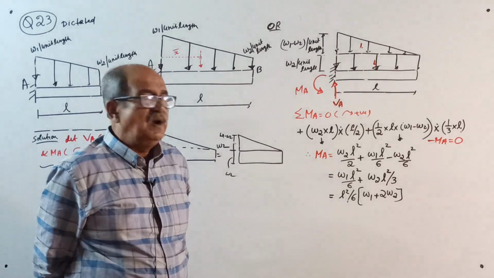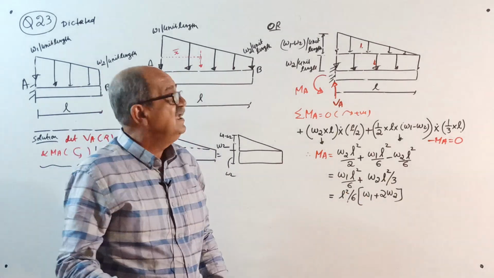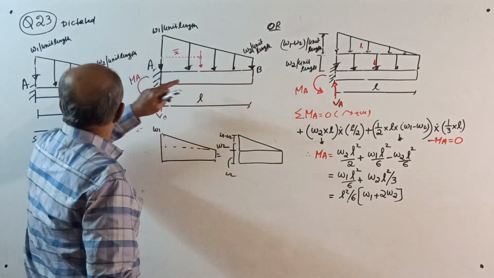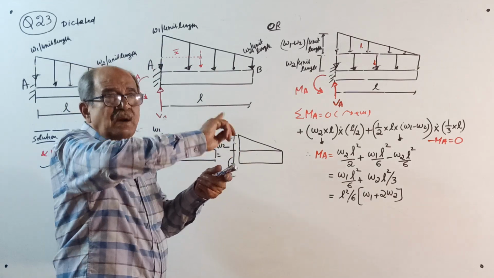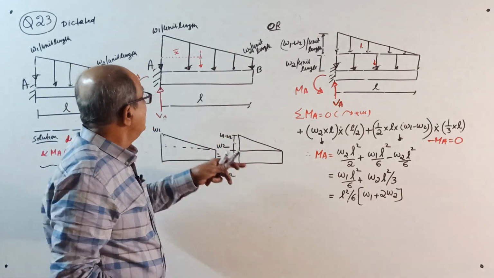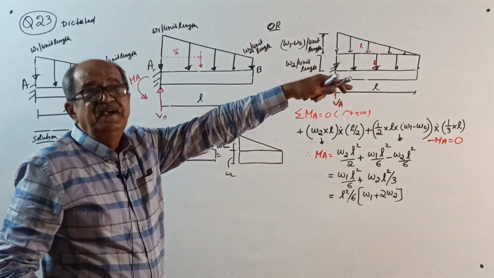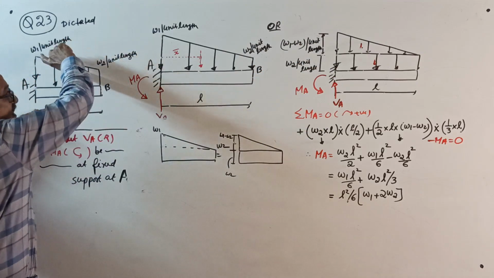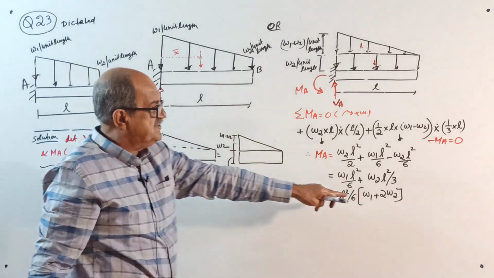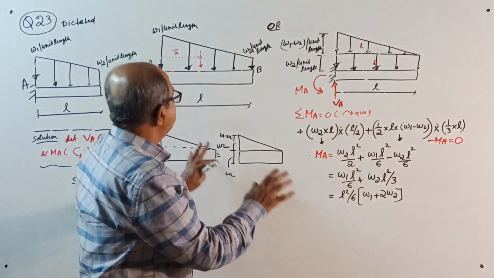I will ask a question: why did the twice come to the other side? See, as the intensity at the free end increases, what will happen? Moment will become more and more. That's why the predominant factor is the free end intensity. If the free end intensity increases, it will create high moment. That's why it came here twice. Okay, this question is completed.